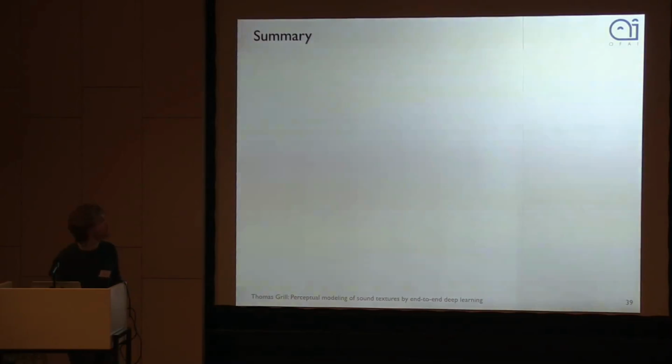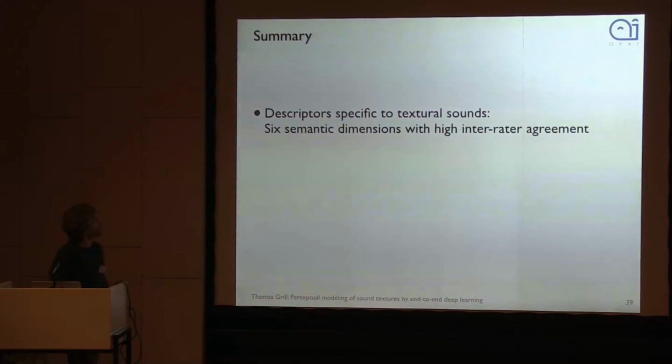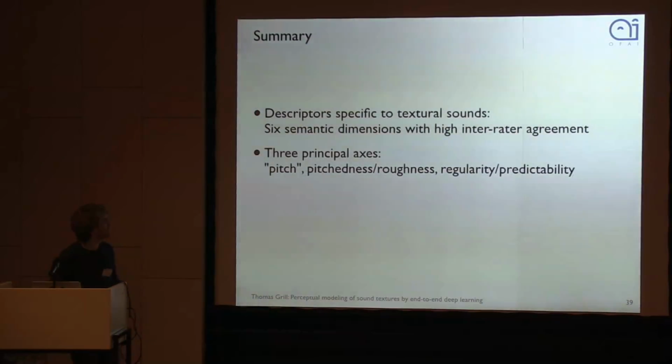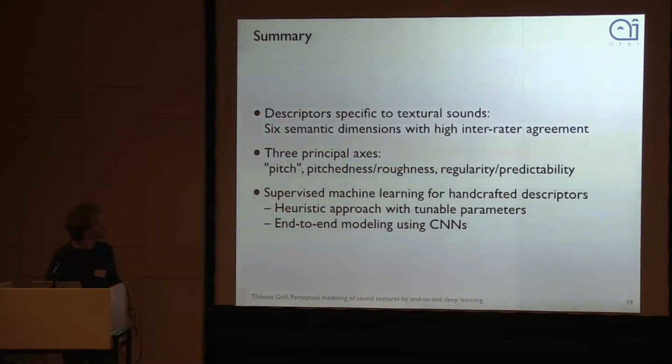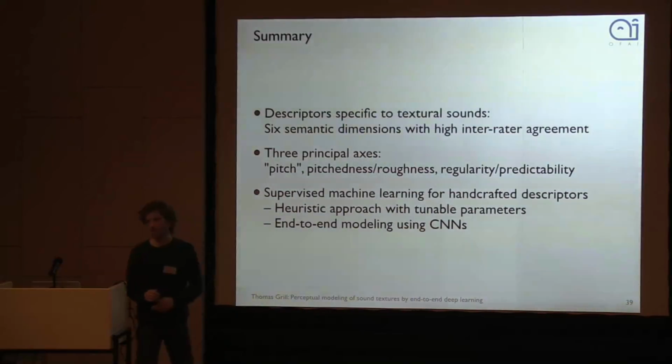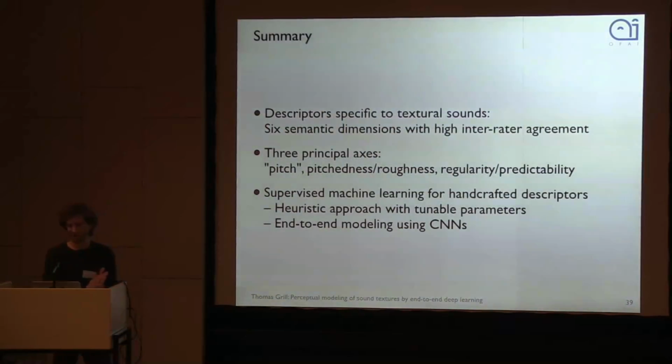Okay. So to sum up, we have come up with 6 semantic dimensions with a very high inter-rater agreement through our Repertory Grid method. And there are 3 principal axes: something related to pitch, some axis related to roughness, and some axis related to regularity on the temporal scale. And we presented a supervised machine learning approach for handcrafted descriptors. I've only shown this example with the CNNs. It's superior to the older heuristic approach.